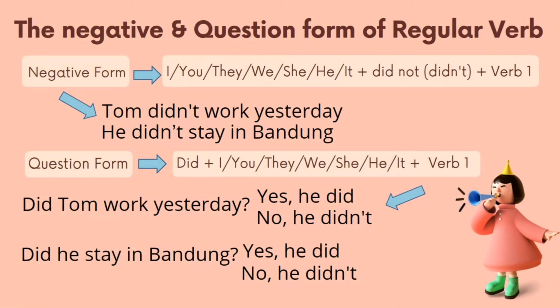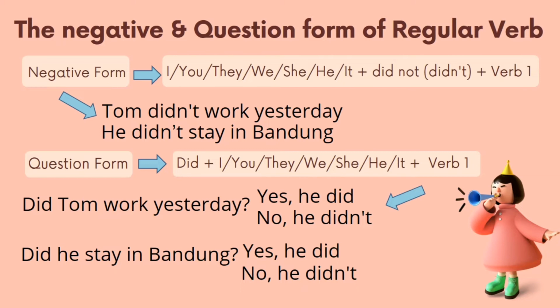For the negative form, you just simply add didn't and verb 1 after the subject. Like you can see here in the example, Tom didn't work yesterday. He didn't stay in Bandung. Remember, didn't is did not. You can either say didn't or did not.